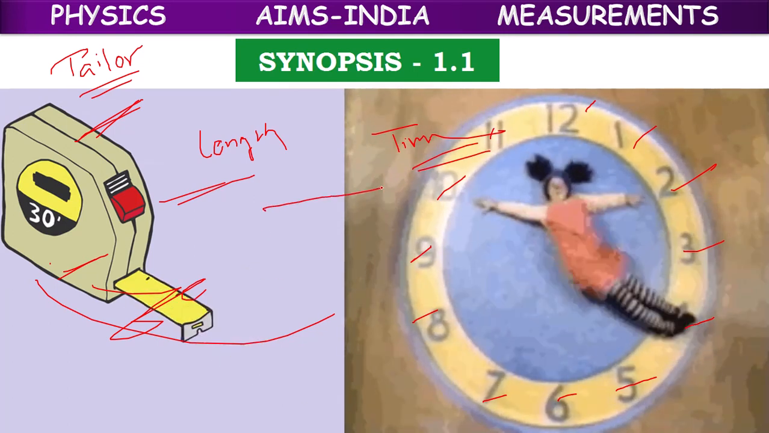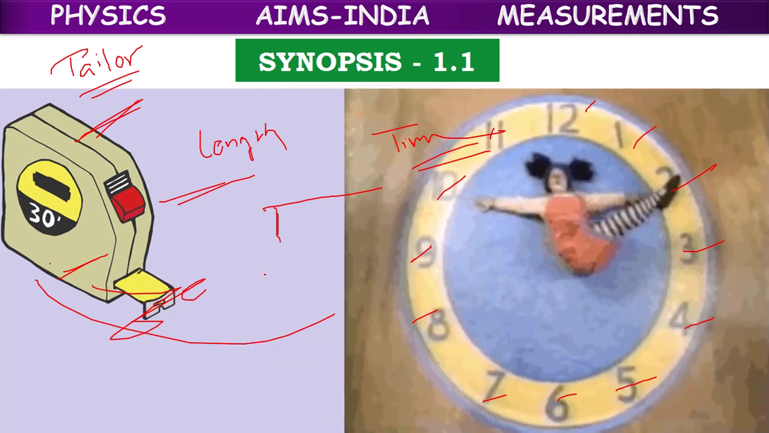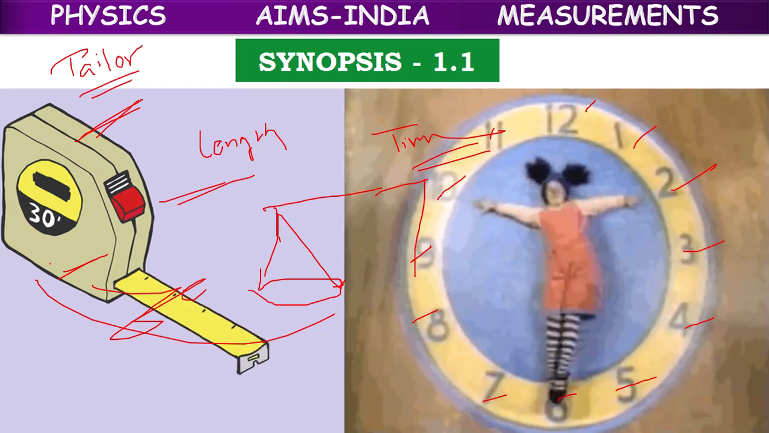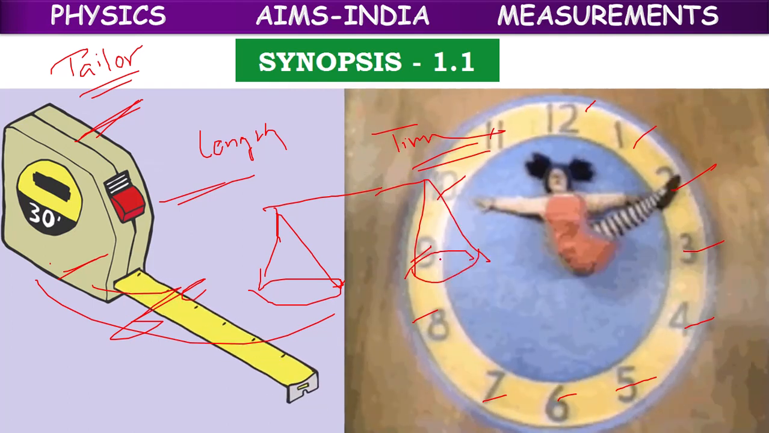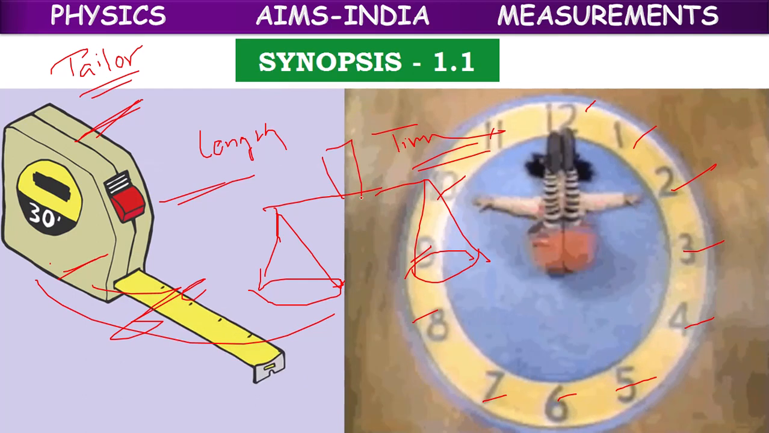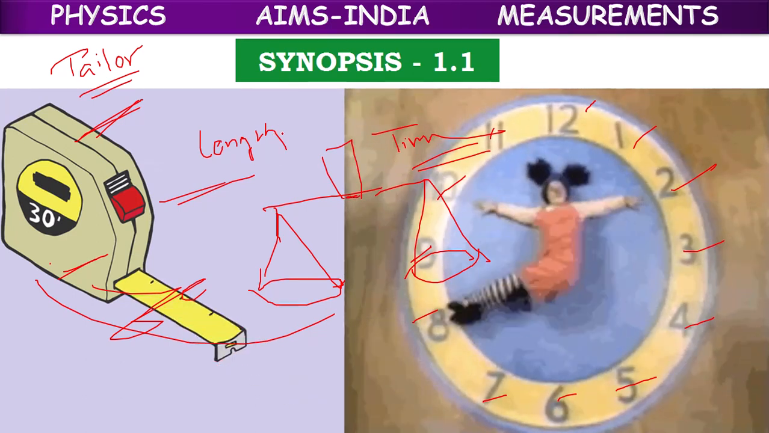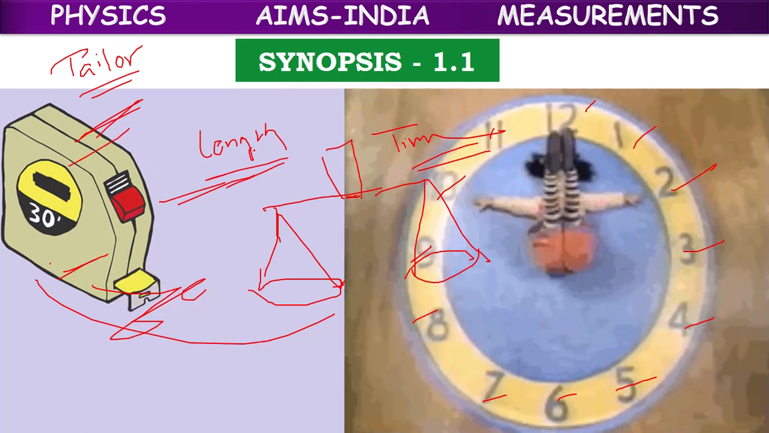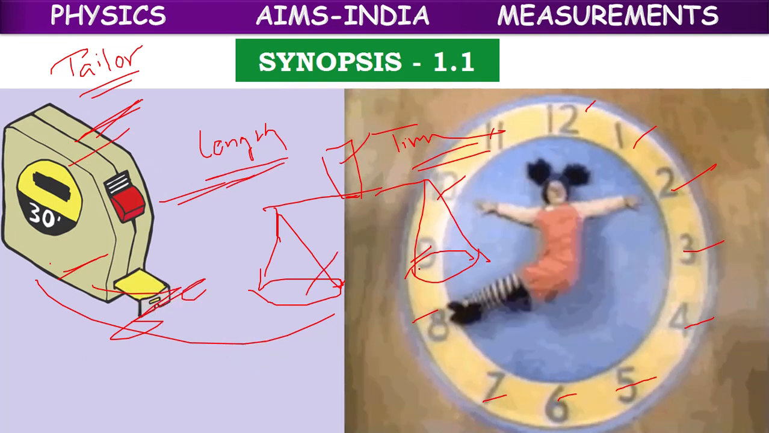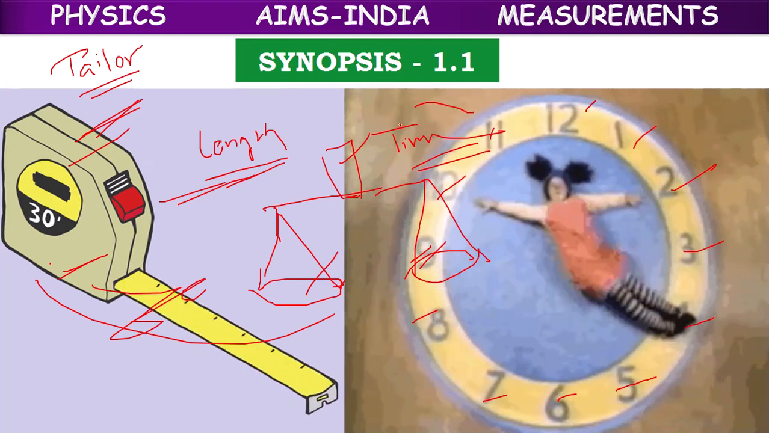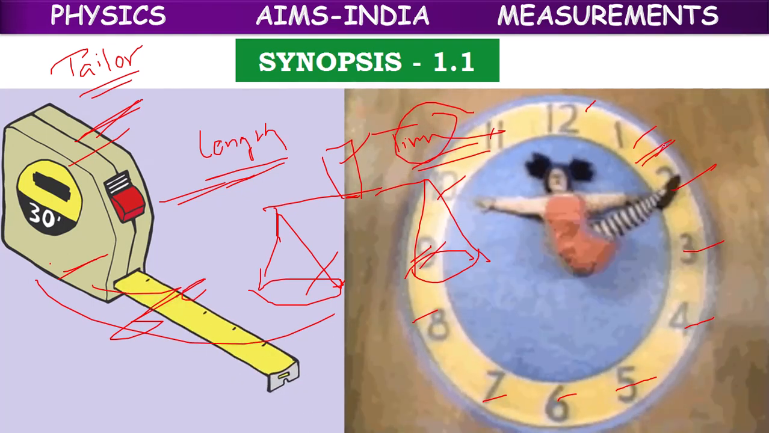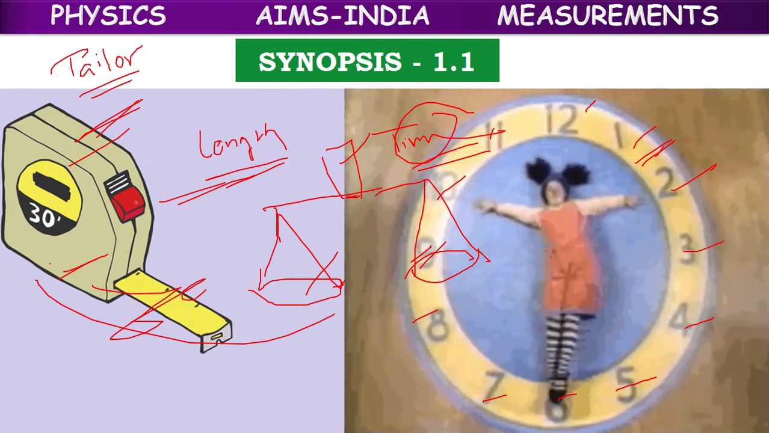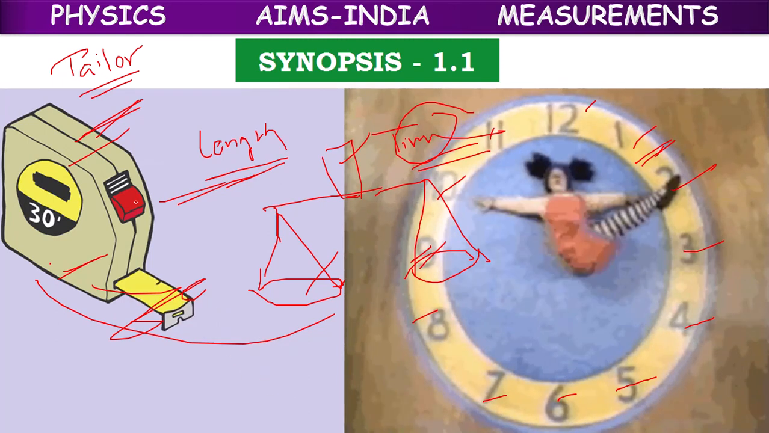Or if you take the help of a common balance, what will the common balance do? It will measure the mass. Like that, for measuring length we need an instrument, the tape. For measuring mass, we need a common balance. For measuring time, we need a clock. So with the help of some instruments, we can measure some quantities.